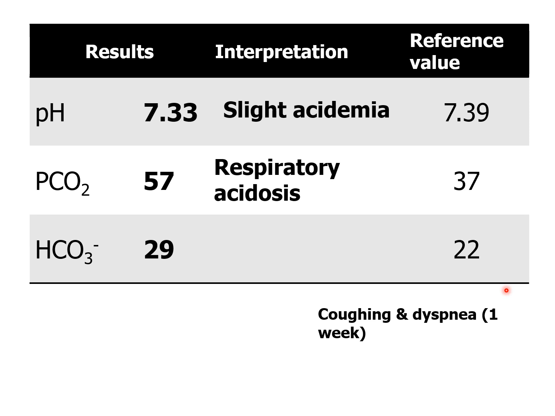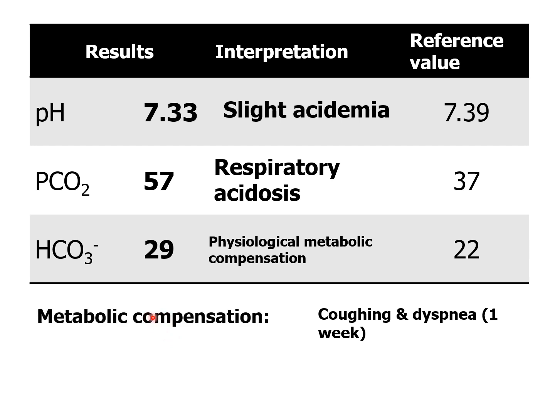So to assess the possibility of a mixed disturbance, it must be determined whether the secondary response is as expected. For respiratory acidosis, the respiratory response would be on the bicarbonate or in the kidney. So these are the data that we have now for the metabolic compensation. We have 57 for the PCO2 that is observed, over the reference value of 37. So the difference is 20 units.